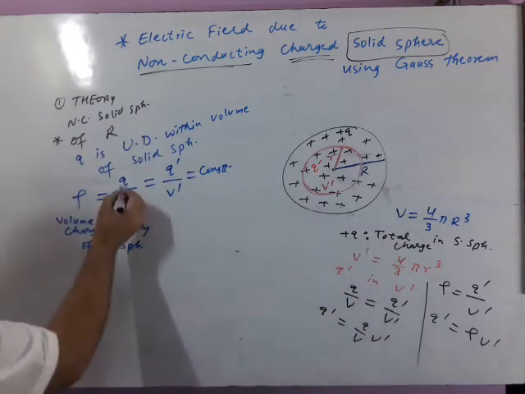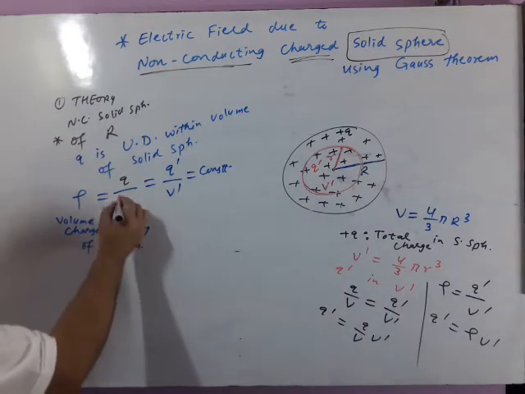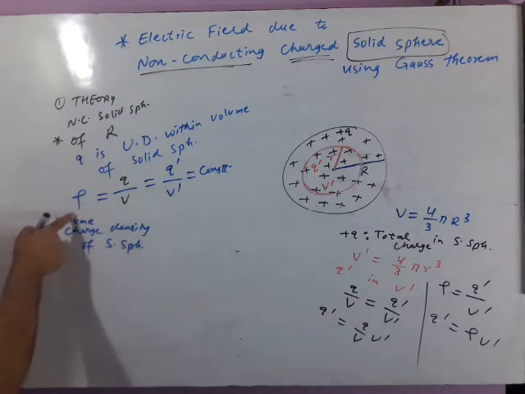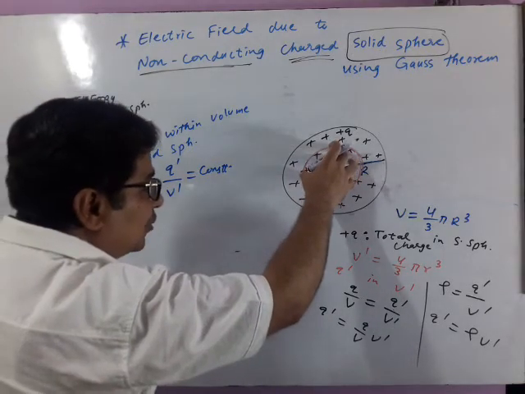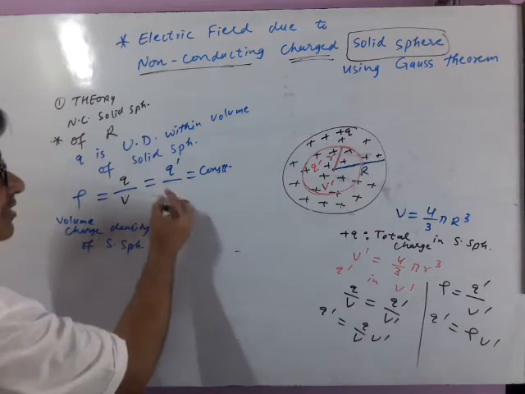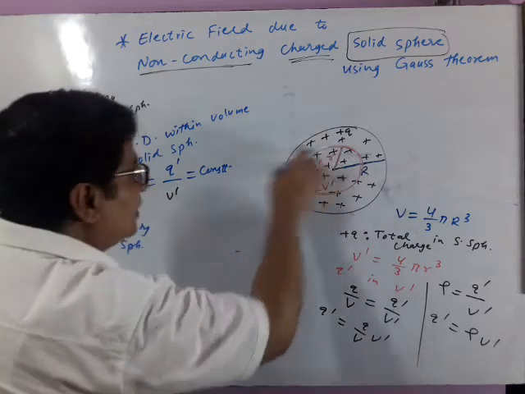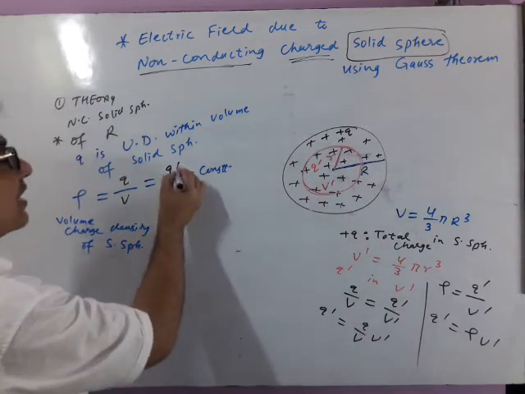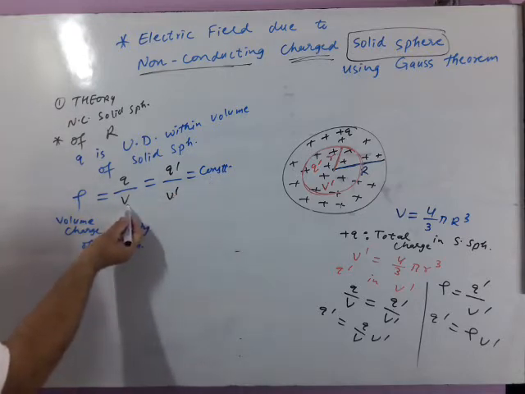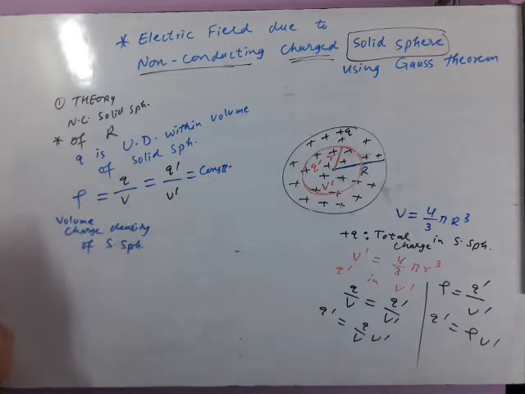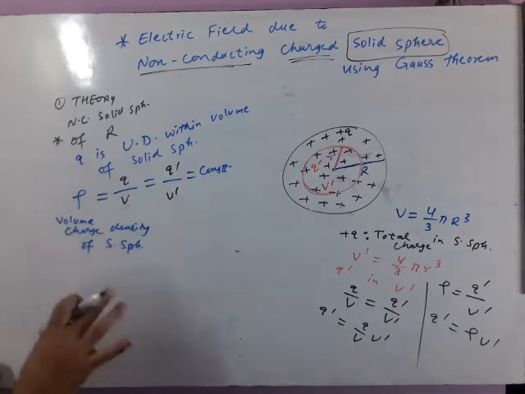I'm telling you, in a solid sphere, charge is uniformly distributed within the whole volume. Total charge upon total volume, this ratio is called volume charge density. Similarly, some other smaller portion of volume, V dash, will contain smaller charge, Q dash. Again, this ratio will be constant. Both are equal, and this constant is called rho, the volume charge density. This is step 1, theory of the non-conducting solid sphere.